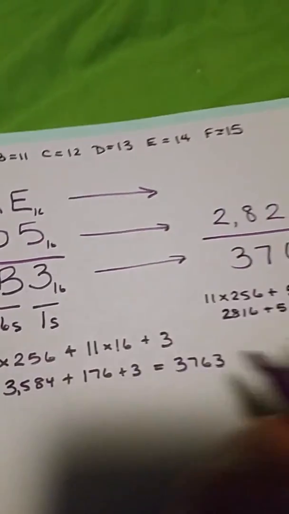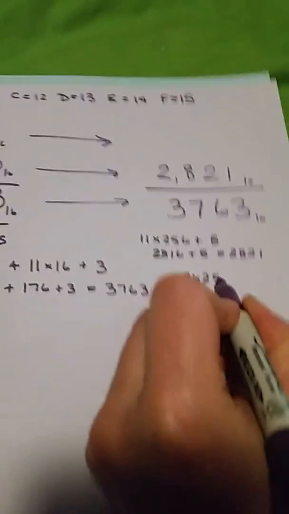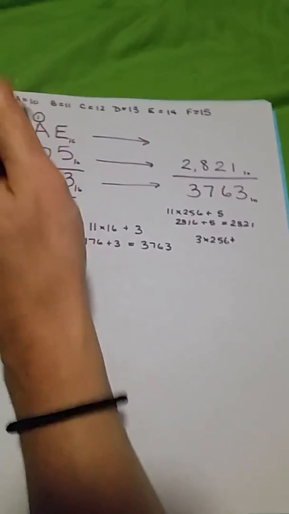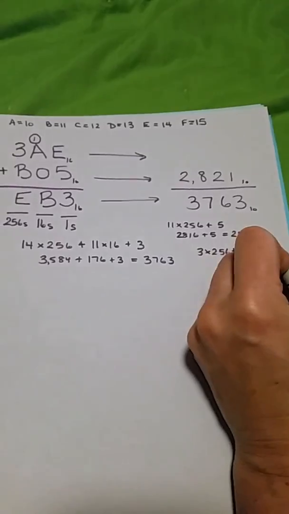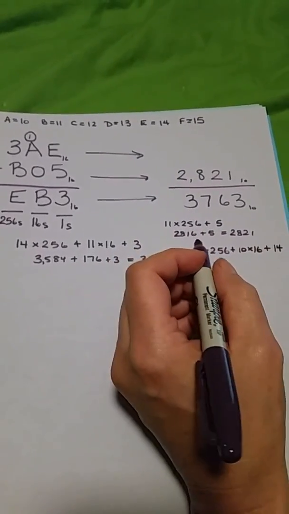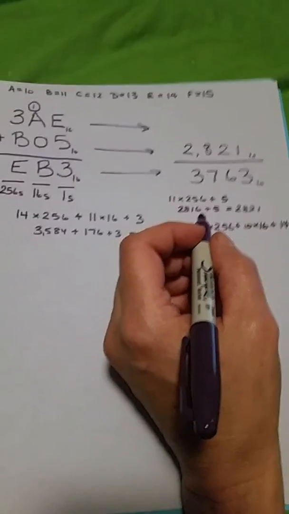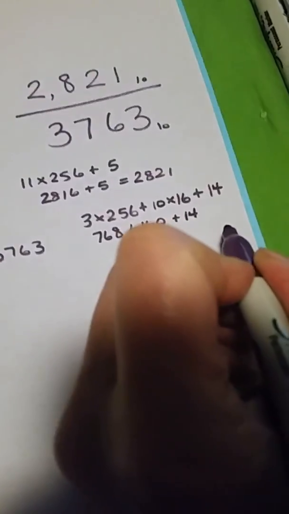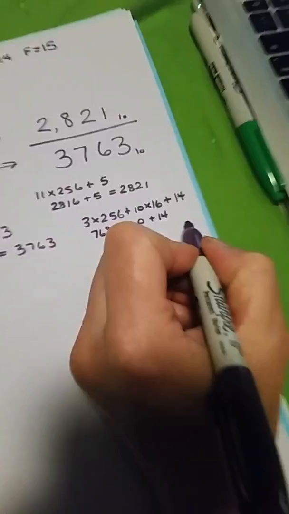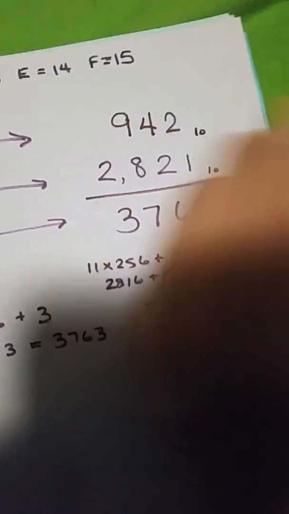And then the last number, we've got 3 groups of 256 plus A, which is 10 groups of 16, plus E, which is 14 1s. All right, so 3 times 256 gives us 768 plus 160 plus 14. We'll put that all together, and we have 942 base 10.